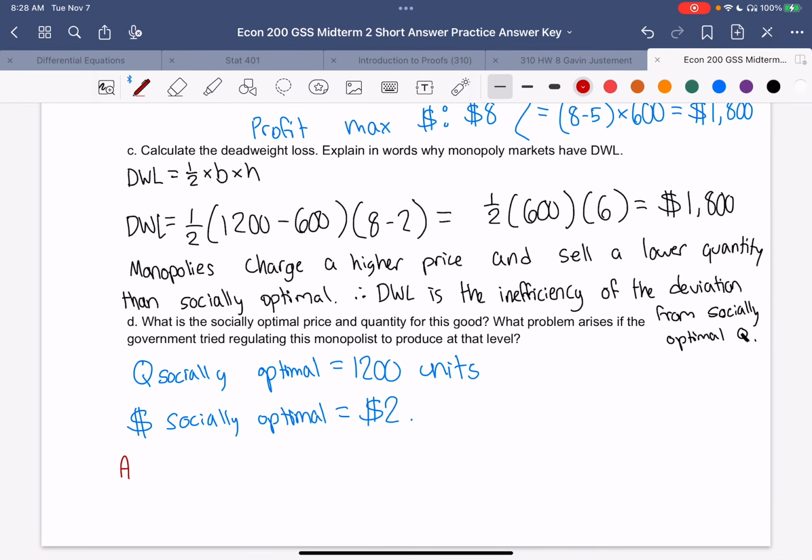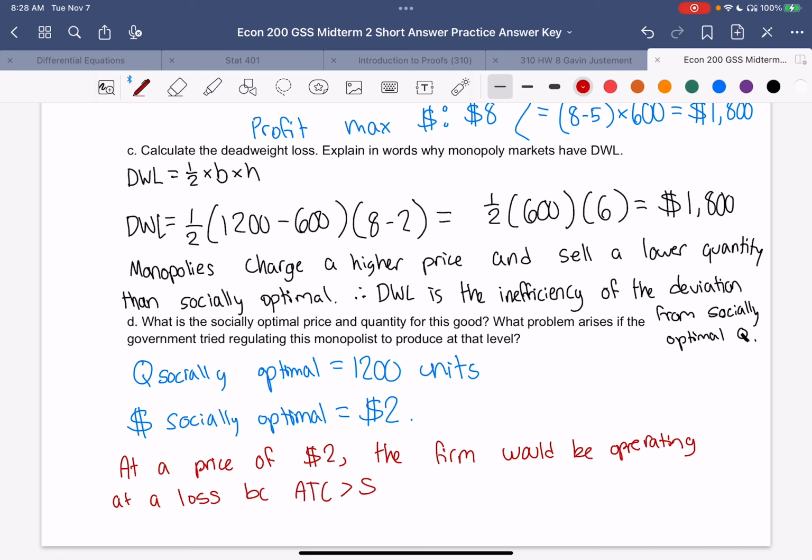So at a price of $2, the firm would be operating at a loss because the average total cost would exceed the price. So therefore, the firm would exit the market.